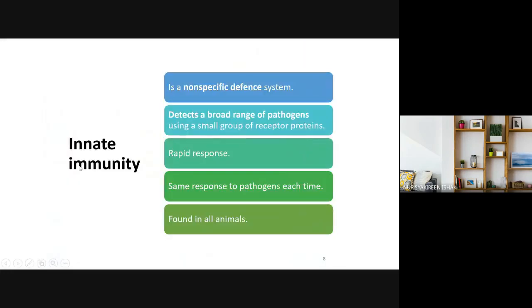So for innate immunity, it is a non-specific defense system. So maksudnya apa-apa je pathogen yang nak try masuk dalam badan awak, the innate immunity will try to prevent the infection of that pathogen, the entrance of that pathogen into your body. Okay, so innate immunity detect a broad range of pathogens using a small group of receptor proteins. The response is rapid, same response to pathogen each time.